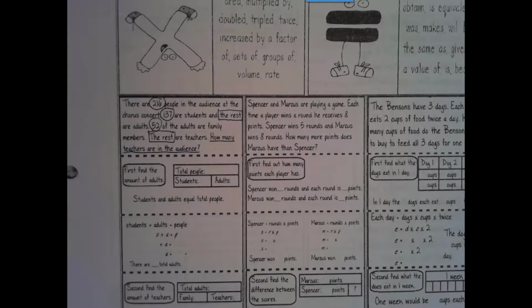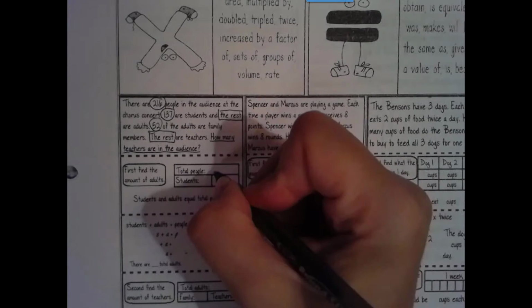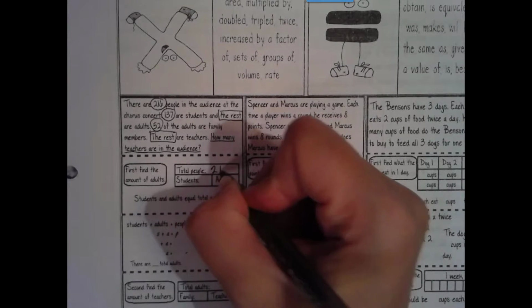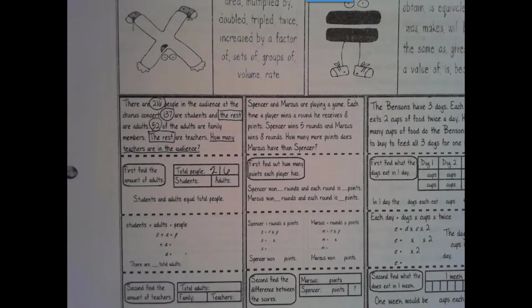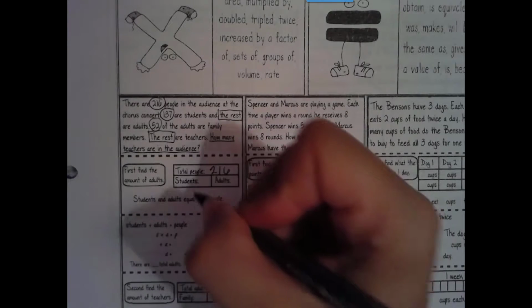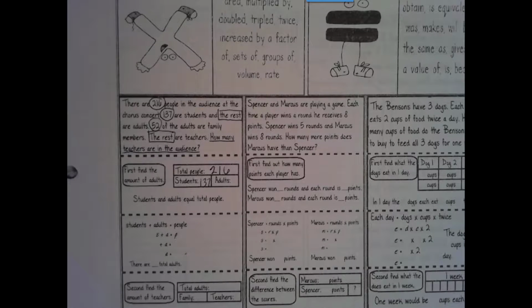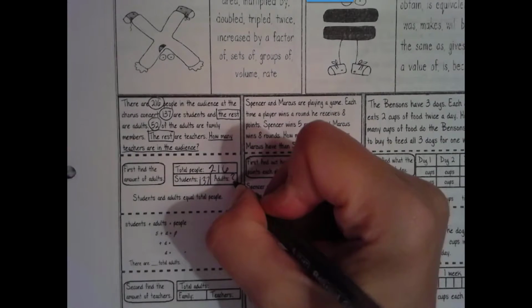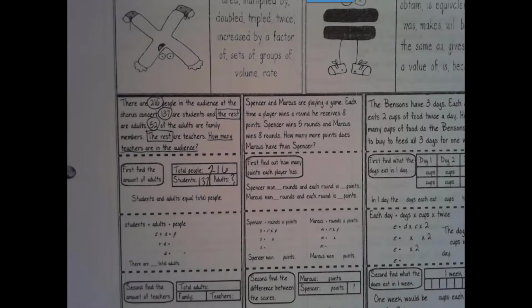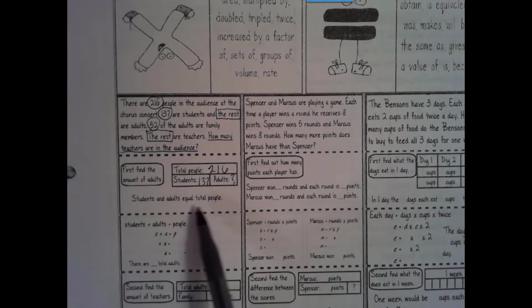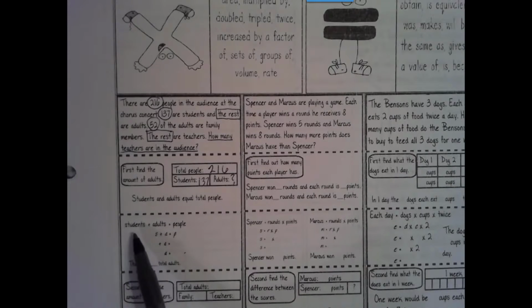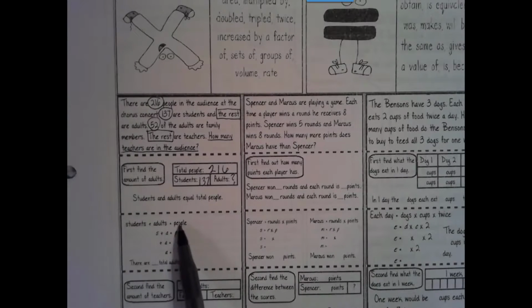First, we need to figure out how many total adults there are. So we know how many total people. When we know the total, we're going to subtract or divide. We know the students. There's 137. It's most likely that we're going to subtract to figure out what the adults are. We don't know what that is, so that's a question mark. The students plus the adults equal our total amount of people. So here we have students plus adults equal people.